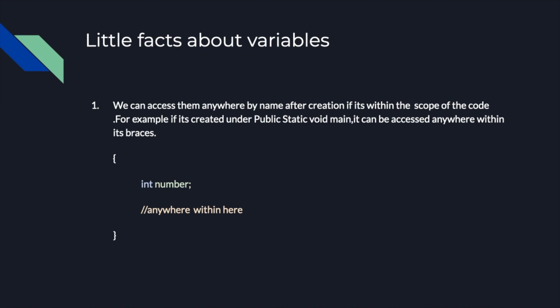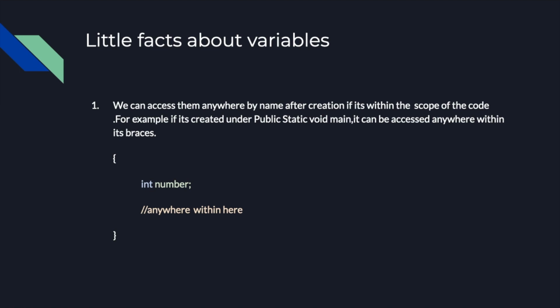So here are little facts about variables. We can access them from anywhere by name after creation if it's within the scope of the code. For example, if it's created under public static void main, it can be accessed anywhere within its braces. Let's remember that these are called braces. They're not curly brackets. They look like curly brackets, but we will call them braces from now on, because we are now young coders going into the world, and we will call these braces, okay?